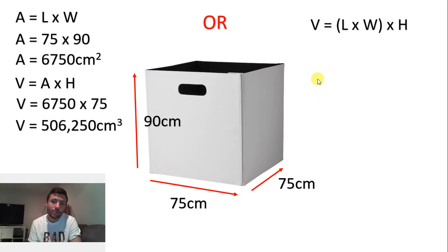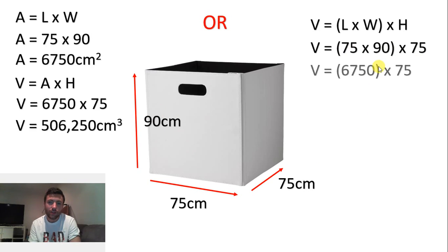Or we could just put it all straight into here. We could do it all at once. So we have V equals length times width times height. So we have 75 times 90 times 75. And put the brackets there just to make it a bit easier, just to symbolize that is the area that you're calculating, and you come to the same answer. So you can do either of those, whatever you feel comfortable with, whatever you feel easiest.